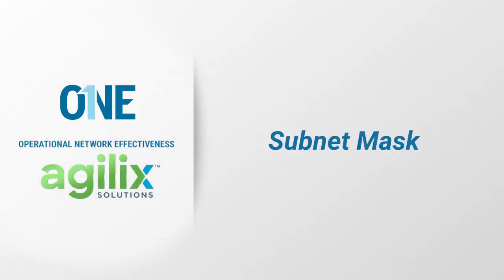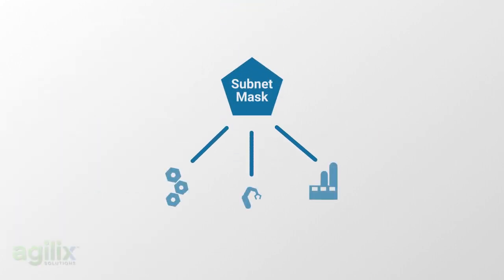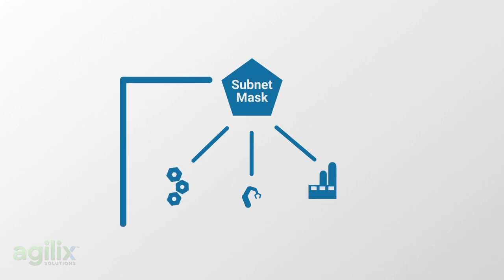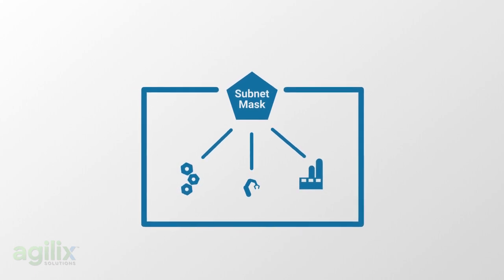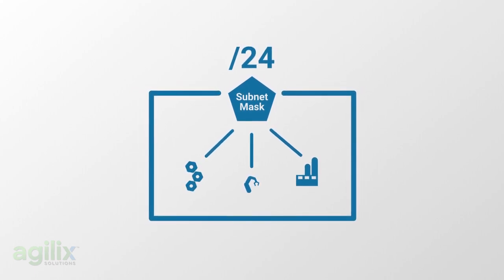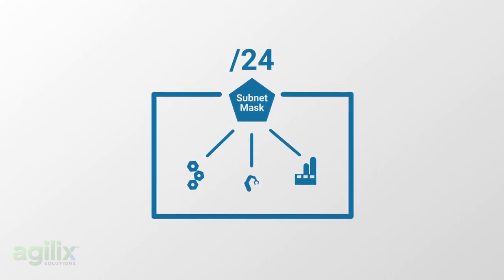The second component is the subnet mask. The subnet mask is basically the number of devices that's within the IP address domain. The easiest way to think of it is the size of the box of all the IP addresses that we're dealing with. I like to use a /24. It's a common subnet mask. It usually fits all the processes that are within the industrial networking space.